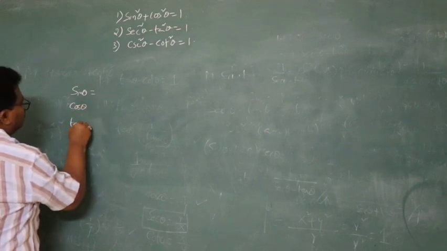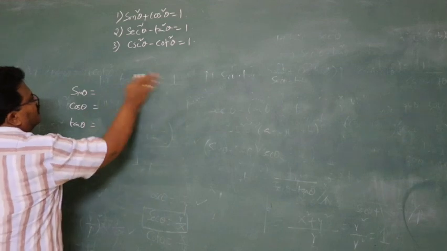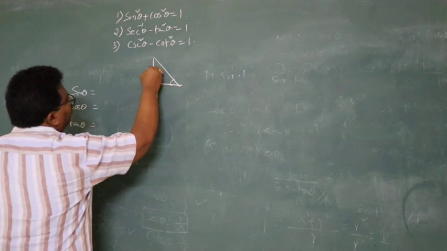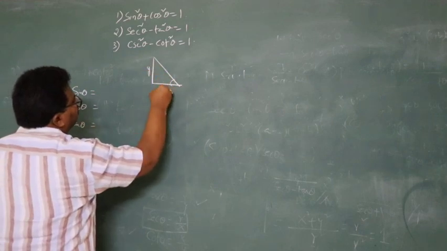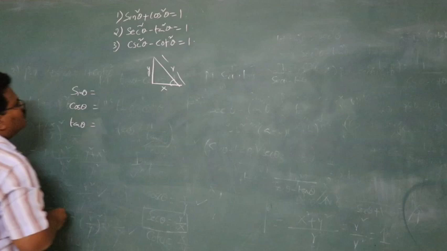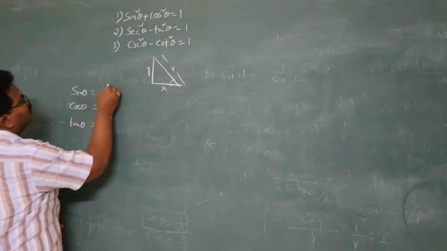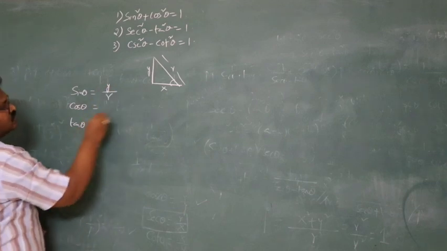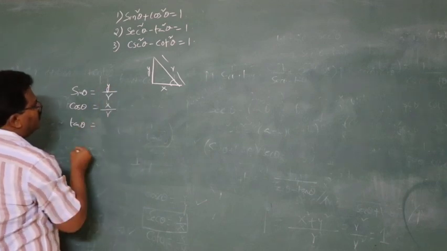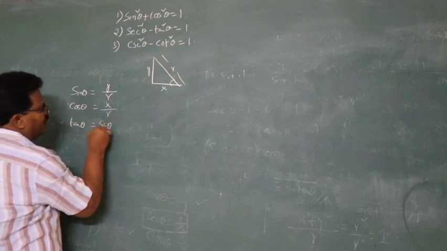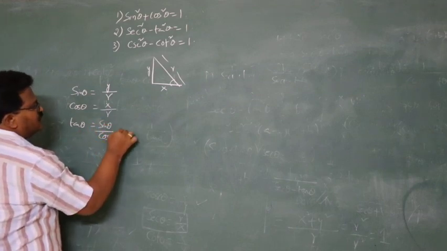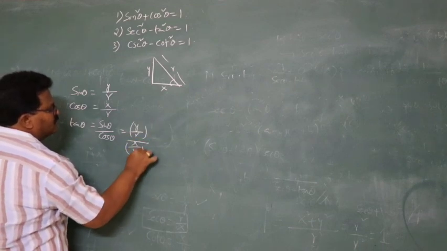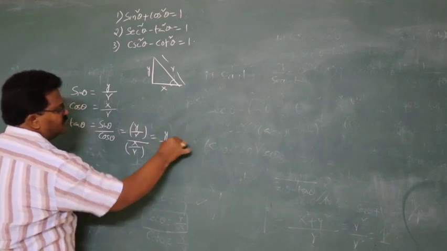Sin theta, cos theta, these are the three ratios. So take a right angle triangle. This is y, this is x, and this is r. So what is the formula for sin theta? That is opposite by hypotenuse. For cos theta, adjacent by hypotenuse. For tan theta, we can remember it like this also: sin theta by cos theta, that is y by r by x by r, this is y by x.